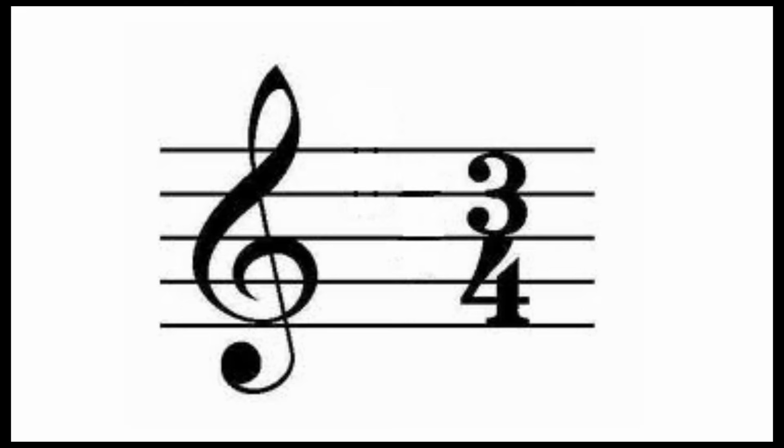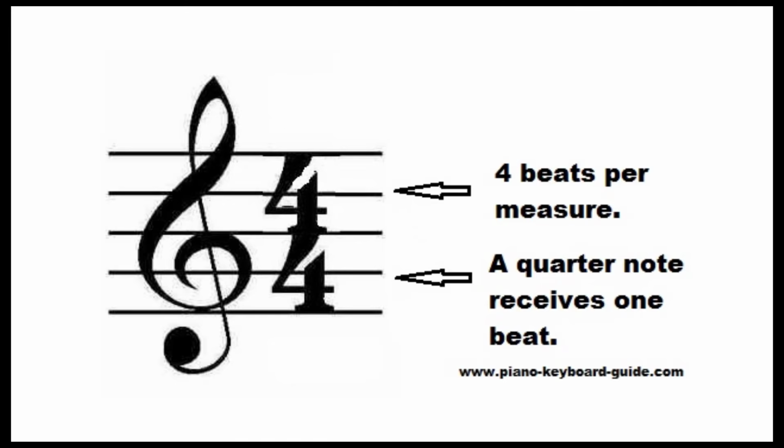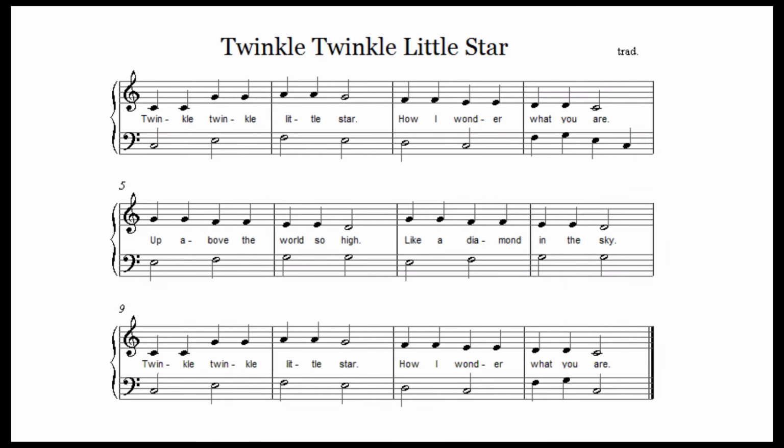For instance, a 3/4 time signature tells you that there are 3 quarter note beats per measure, and a quarter note gets 1 beat. A 4/4 time signature tells you that there are 4 quarter note beats per measure, and a quarter note gets 1 beat. Here's Twinkle, Twinkle, Little Star. Use this sheet music to better understand how to read music.